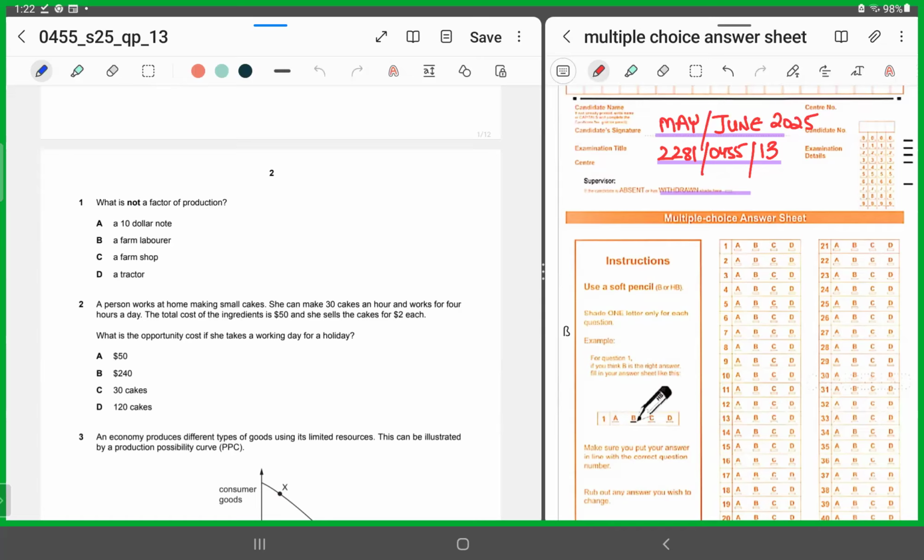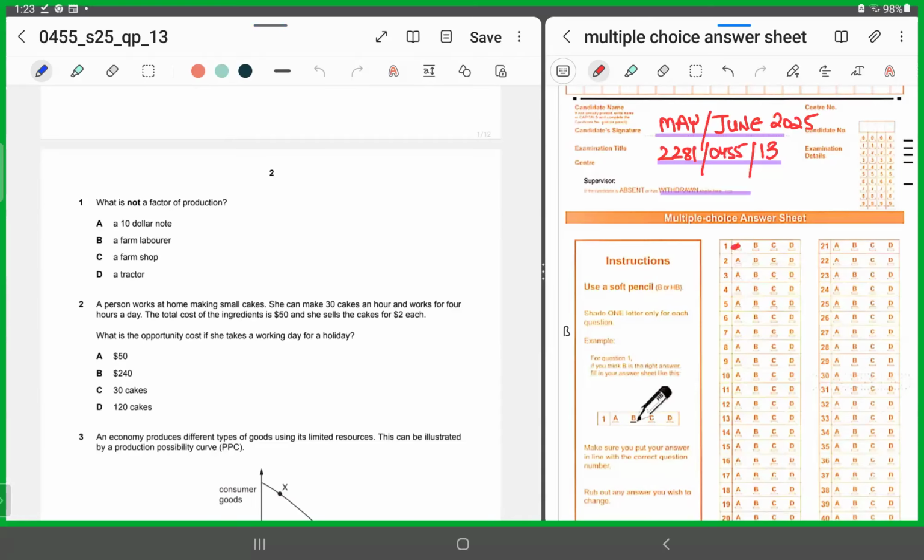And now, if you look at the logic, A would be the answer because all the 3 factors except for A are factors of production. A is not a factor of production because a $10 note is a medium of exchange over here. It's actually helping to purchase the factors of production. It's not directly contributing towards the production of goods. So when it's not directly used in production, it's not a factor of production. Therefore, for number 1 MCQ, we'll shade in A as the correct response.